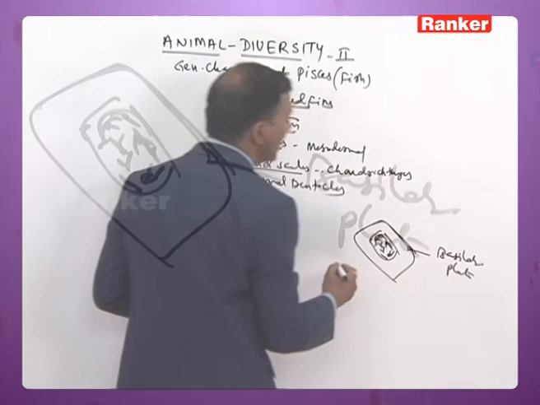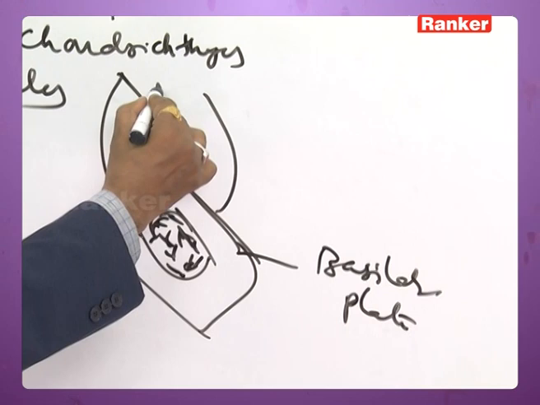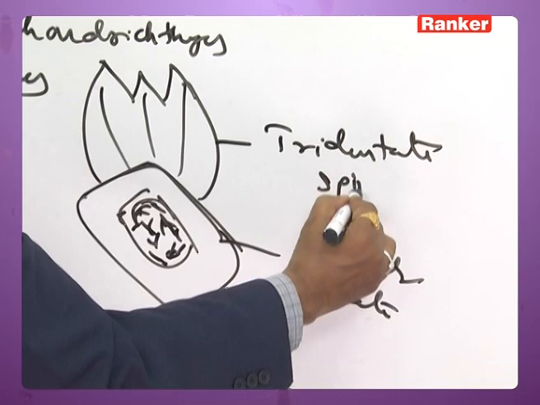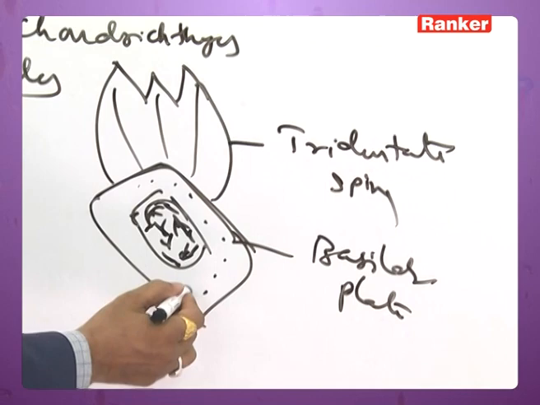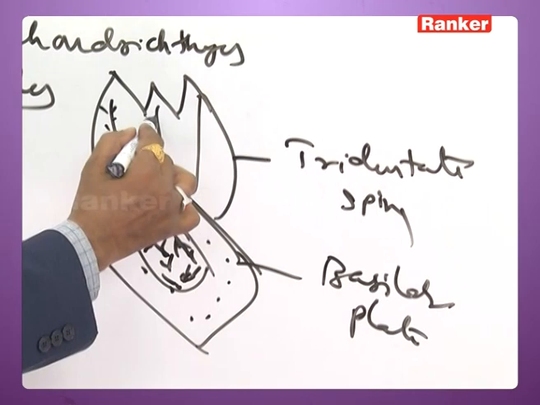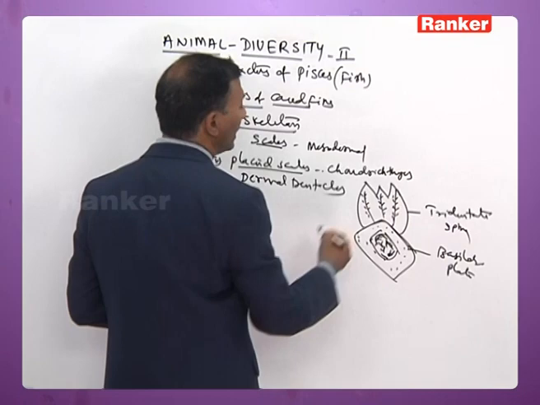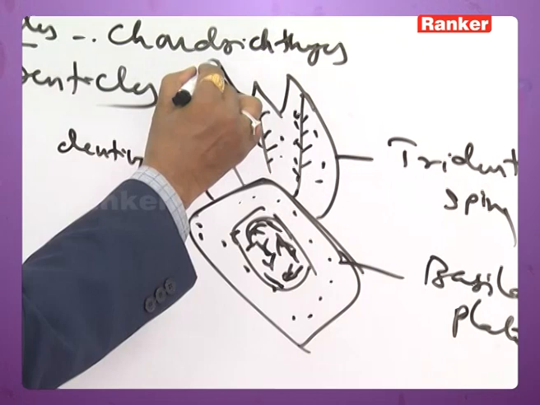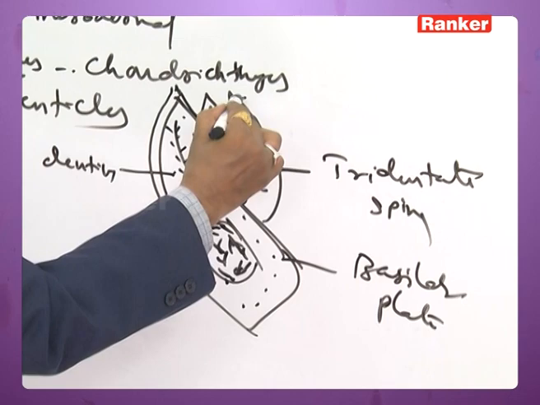And this basilar plate bears a naked tridentate spine. This basilar plate remains embedded in the skin. The naked part of the scale is called the tridentate spine, which is internally provided with dentine and canaliculi. All these structures which I am drawing here are canaliculi, and it is made up of dentine. And it is covered by an enamel-like sheath called vitrodentine.